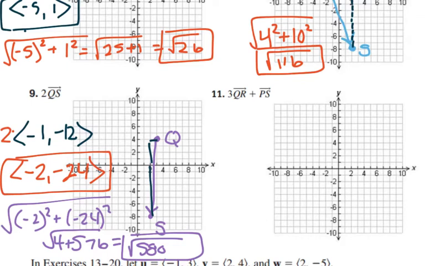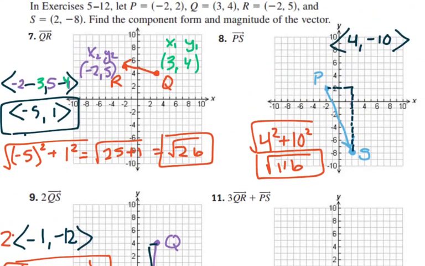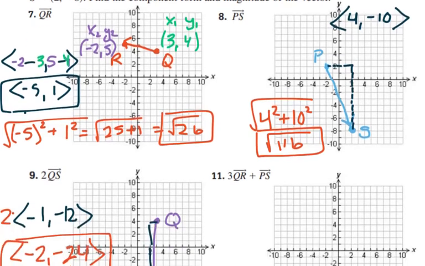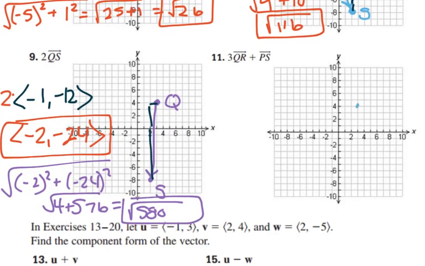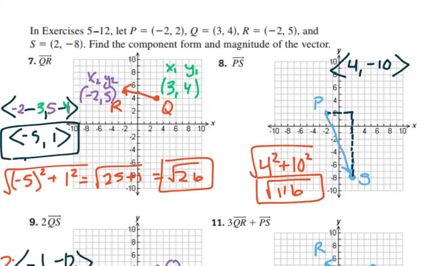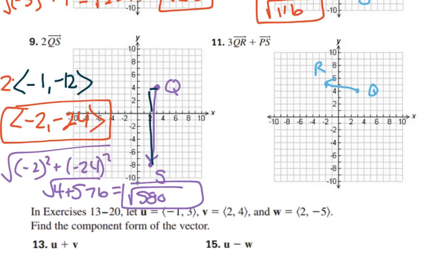Alright, and then the last one. Wow, that's a lot going on. Okay. So QR is 3, 4 to negative 2, 5. And so that component form is going to be negative 5 and then up 1. So negative 5, 1. But we're supposed to multiply that by 3. So we're going to get negative 15, 3.